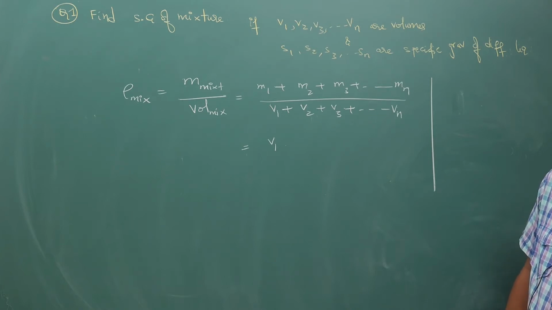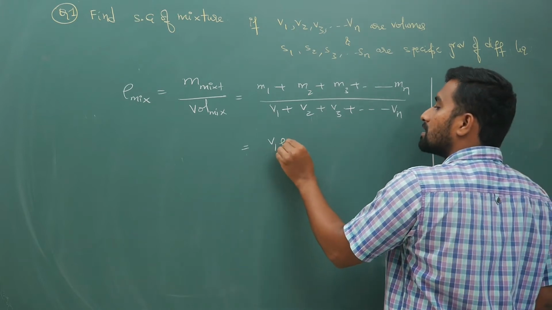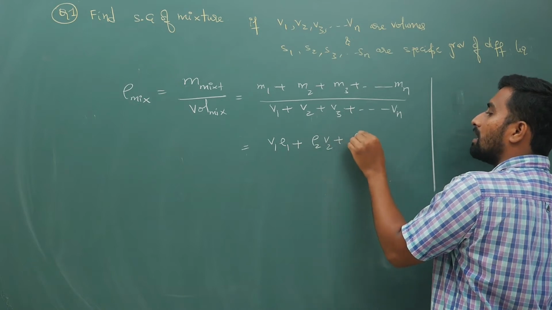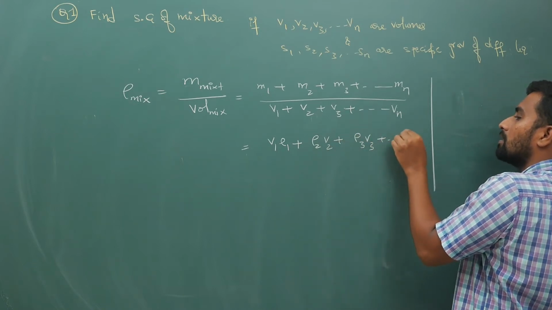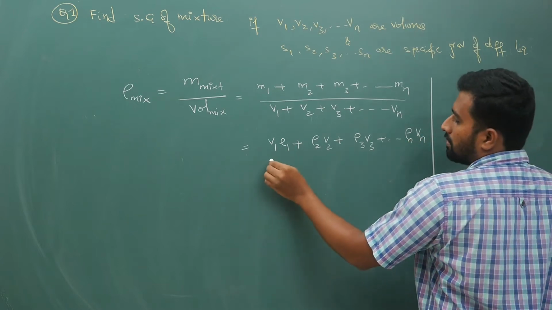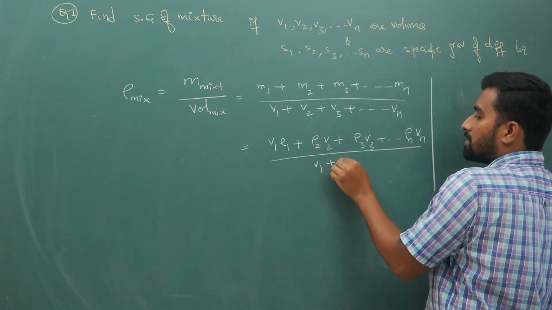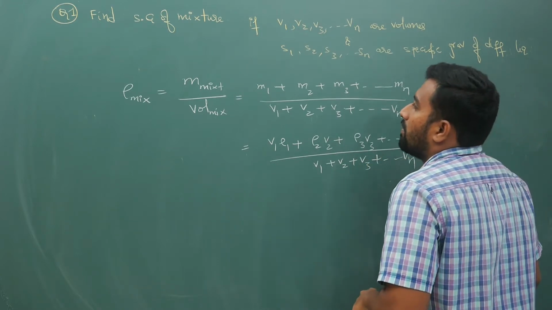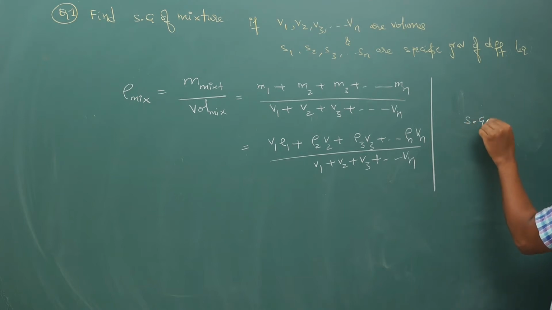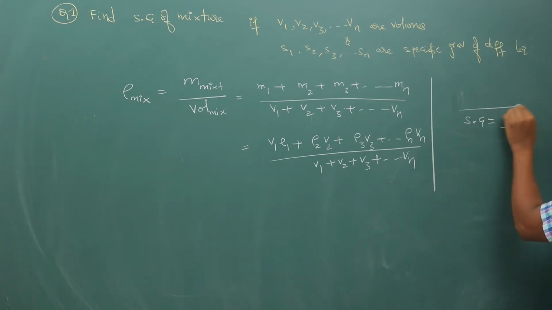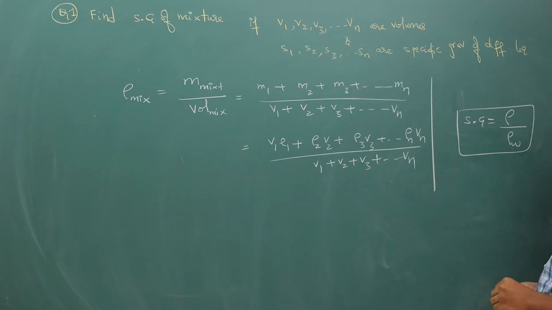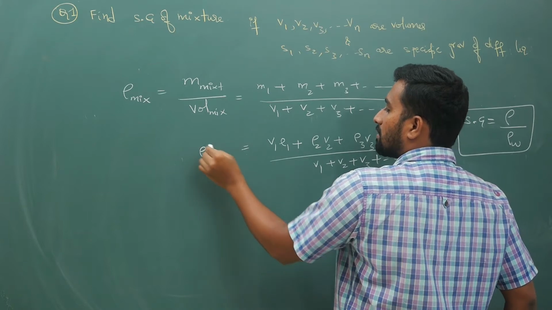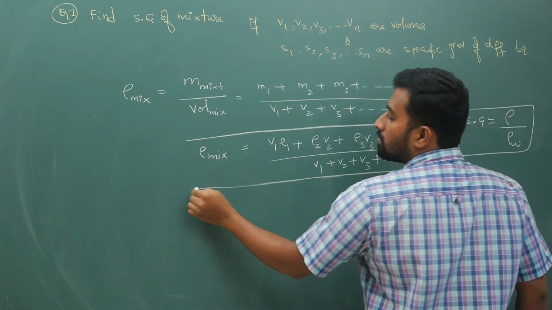So your mass M1 is rho 1 into V1, plus mass M2 is rho 2 into V2, plus mass M3 is rho 3 into V3, and so on up to rho n into Vn, whole divided by V1 plus V2 plus V3 and so on up to Vn. Now we have seen your specific gravity is density by density of water. Now this is your rho of mixture. From this step I will do a rearrangement.